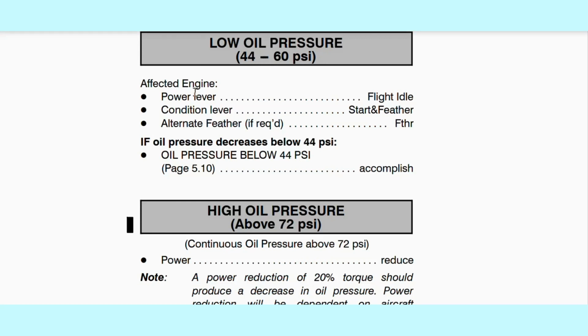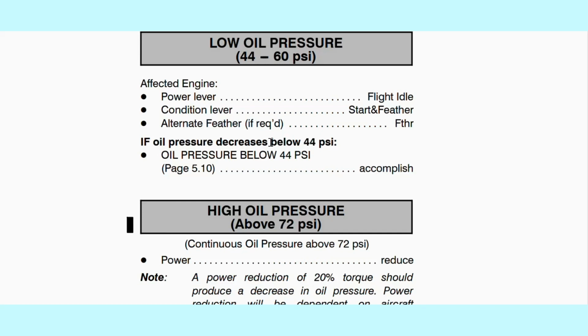So of course you call for the checklist first, low oil pressure checklist. Okay, 44 to 60 psi. So the power lever of that engine goes to flight idle. Condition lever, start feather. And then you look if the propeller has feathered. Normally below 200 RPM means the propeller has feathered, somewhere around there. If it hasn't feathered, that's when you're going to go and press the alternate feather switch. Okay, now you check, has the oil pressure gone up, or does it still remain below 44 psi.